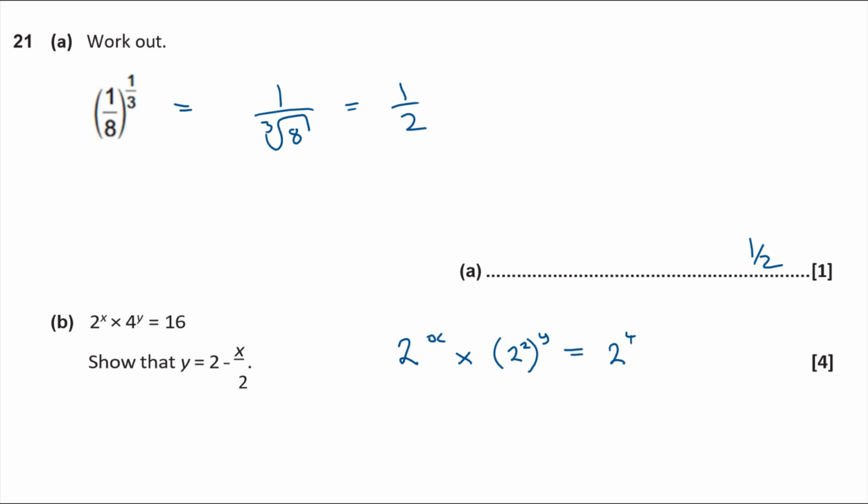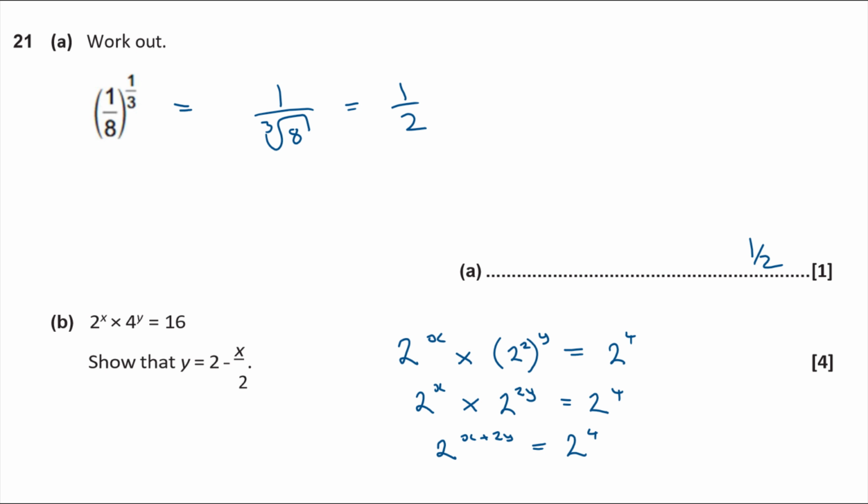Okay? So when we've got an index of an index, we can just multiply those indices together. So that means 2 to the power of x times 2 to the power of 2y is equal to 2 to the power of 4. And then when we have numbers with the same base that we multiply together, we add the indices together. So that means that 2 to the power of x plus 2y must be equal to 2 to the power of 4.